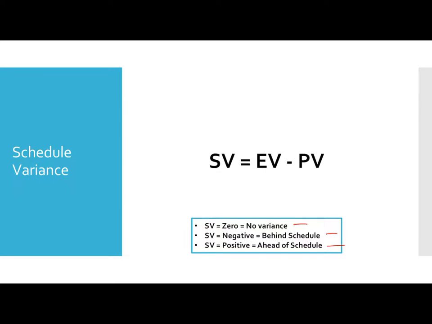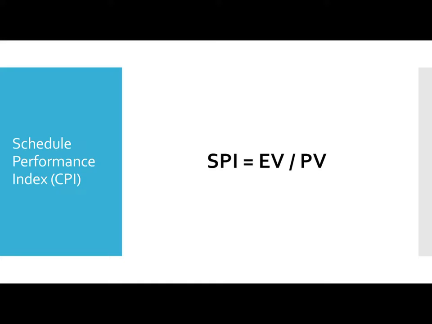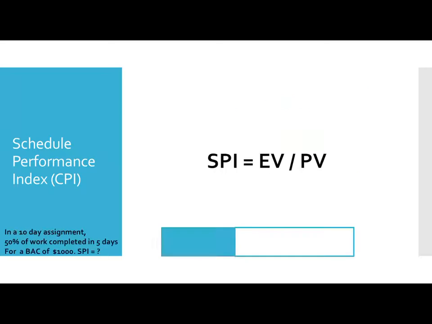If it is positive, you're ahead of the schedule. Similarly, you have SPI. So SPI is EV by PV. Here you get the divide sign. In index, you get the divide sign. In variance, SV is equal to EV minus PV. So EV is always first. In schedule variance, you get the PV. So in variance, you have the minus sign. In index, you have the divide sign.